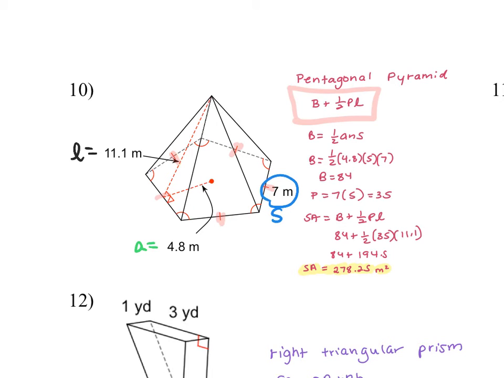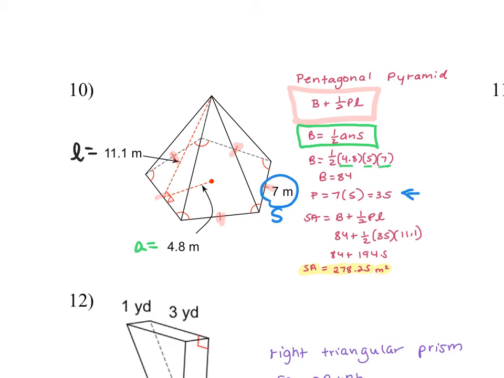So I need to find the area of the base, which is a pentagon. I need to use this formula: 1/2 apothem, which is 4.8, times the number of sides in a pentagon, 5, times 7, which is the side length, and I get 84. The perimeter of that pentagon, again, a pentagon has 5 sides. Each side is 7 meters long, so my perimeter is 35.